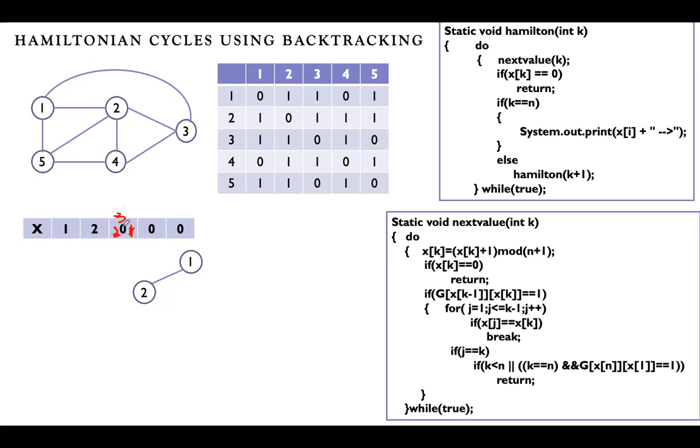Next, I will write 3. 2 to 3, whether there is an edge or not. 2 to 3, yes, there is an edge. So we can take 3 at this location. See, that is what it will check each time. This condition will check whether there is an edge between the current vertex and the previous vertex. 2 to 3, there is an edge, so we can take 3 here. So one more vertex will come, 3.